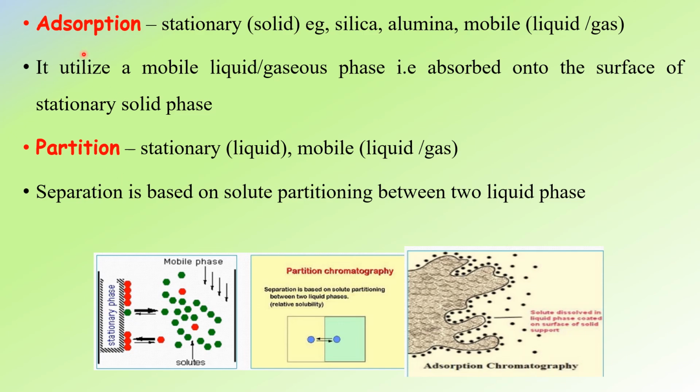In adsorption chromatography, the stationary phase is solid, for example silica or alumina. The mobile phase is in liquid or gaseous form. The sample is carried by the mobile phase and adsorbed on the surface of the solid stationary phase. In partition chromatography, the stationary phase is a liquid and the mobile phase may be liquid or gas. The sample separation is based on the distribution of the solute between two liquid phases.